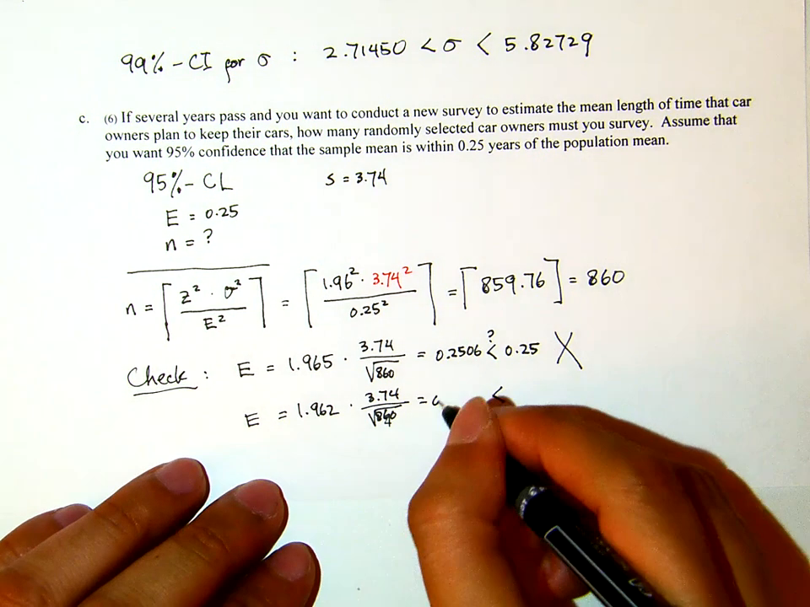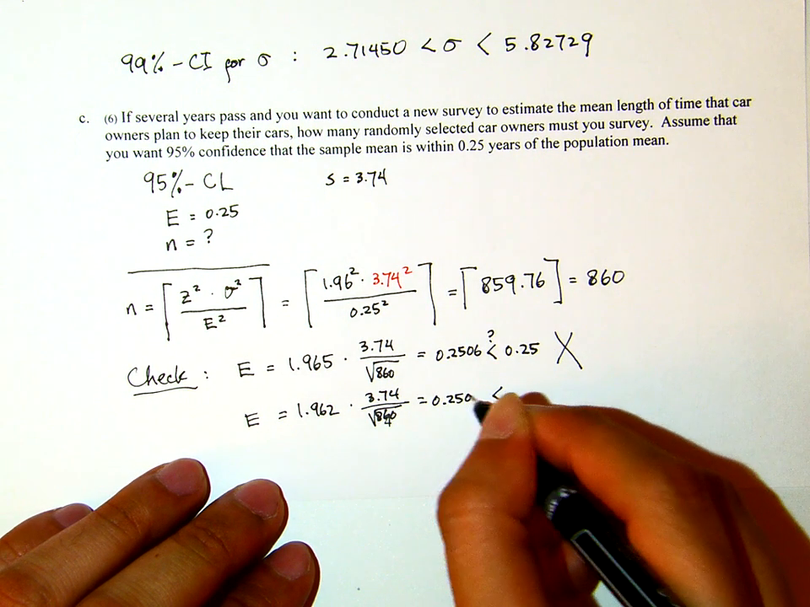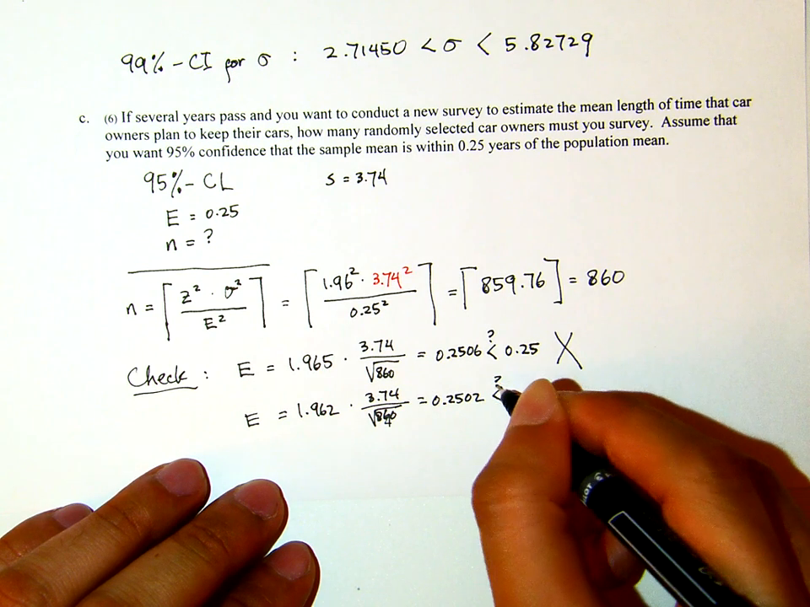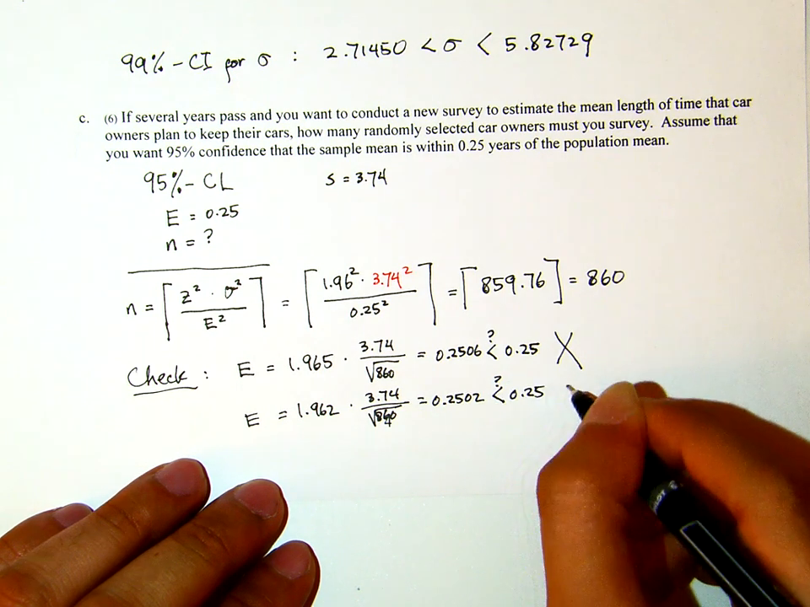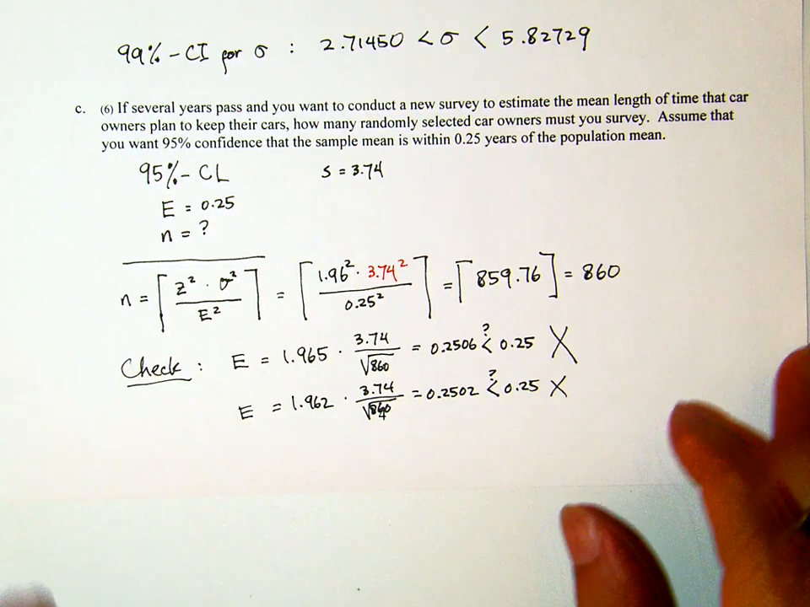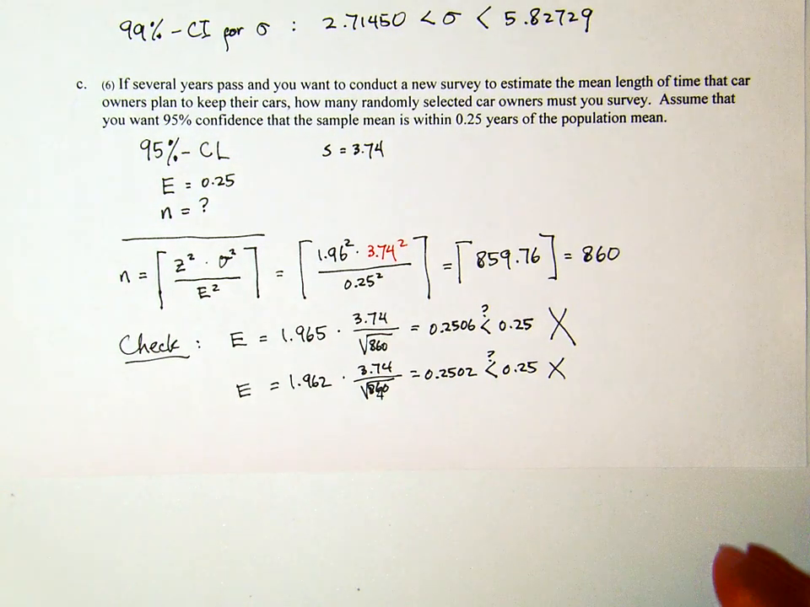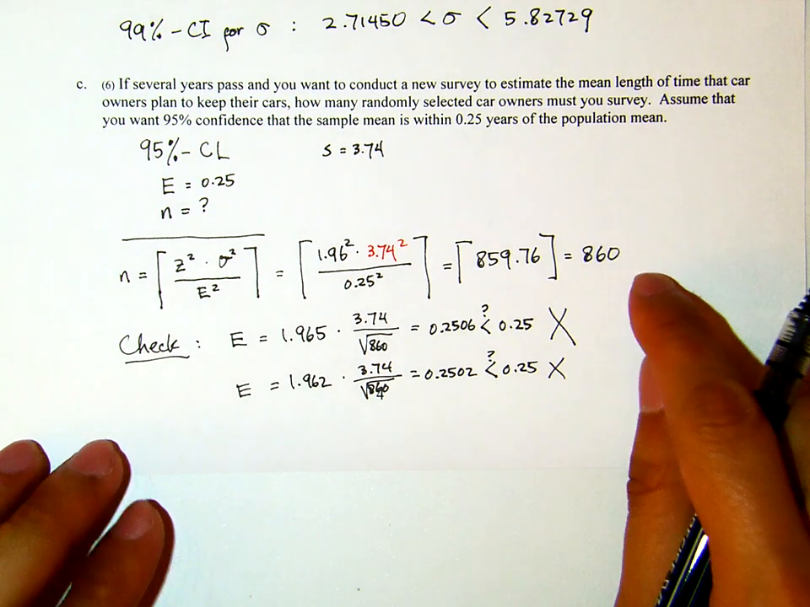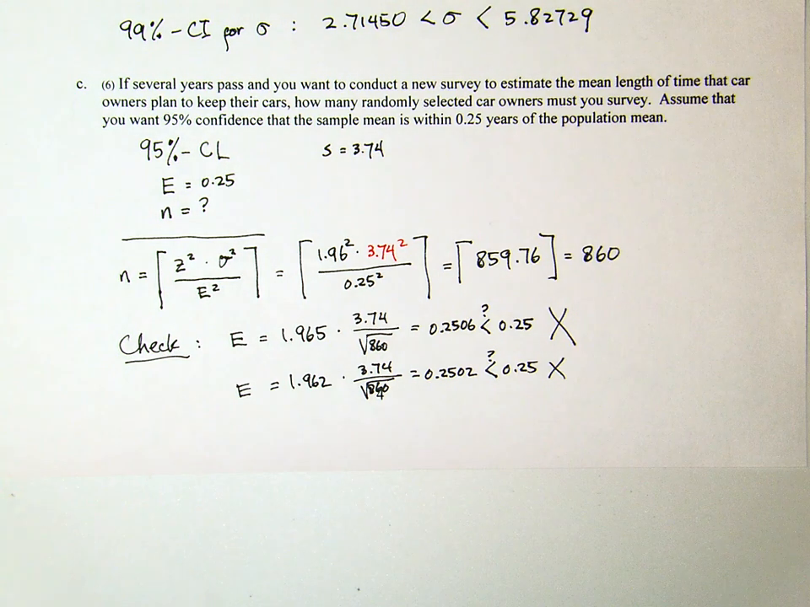I get 0.2502. It is still not less than 0.25. Okay, so what I will do next is to increase the number of sides here. Notice that I use this as a temporary only.